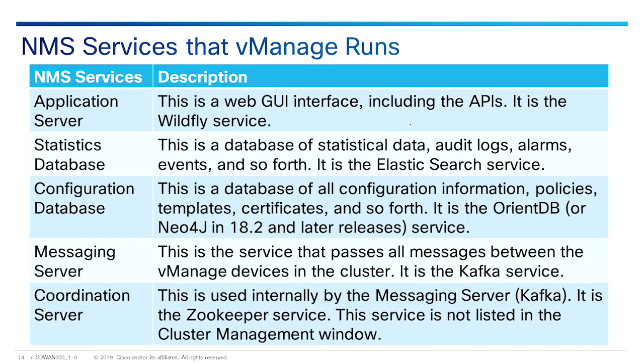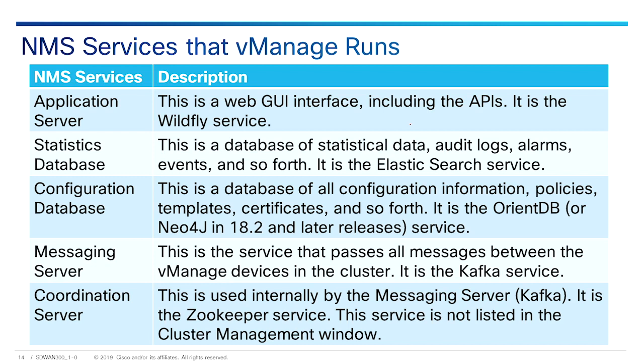So the statistics database and configuration database services are going to run on an odd number of vManage devices with a minimum of 3. For these databases to be writable, there must be a quorum of vManage devices running and in sync. A quorum is just a simple majority. For example, if you have a cluster of 3 vManage devices running these databases, 2 must be running and in sync. If you have 9 in the cluster, 5 must be running and in sync.